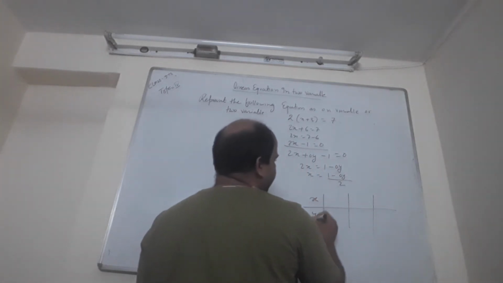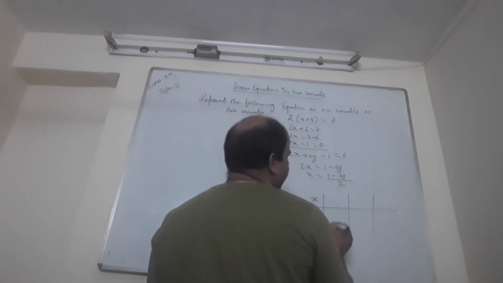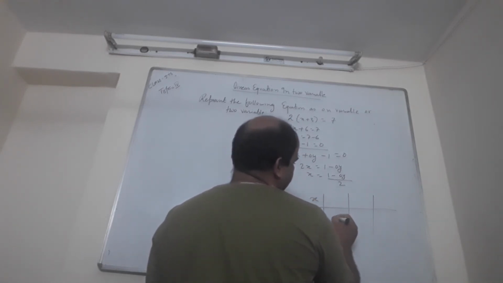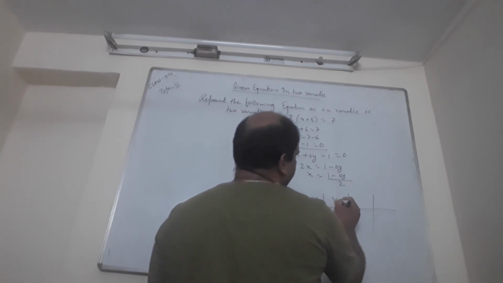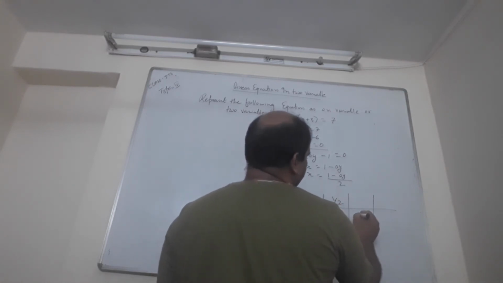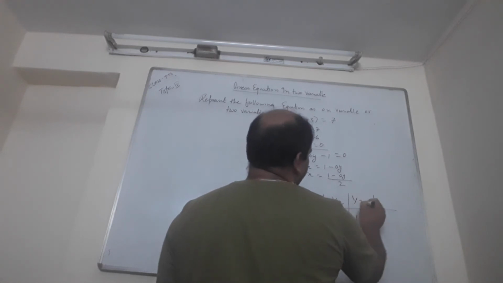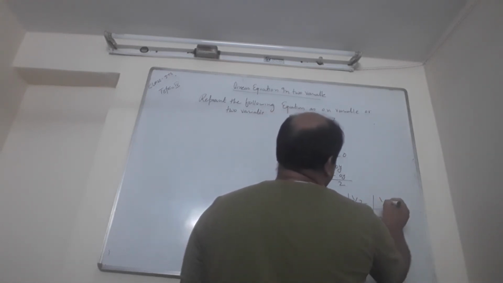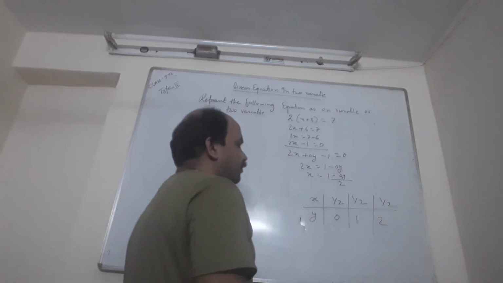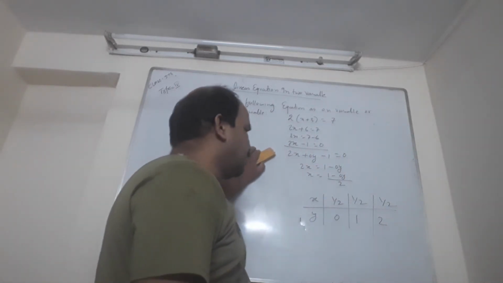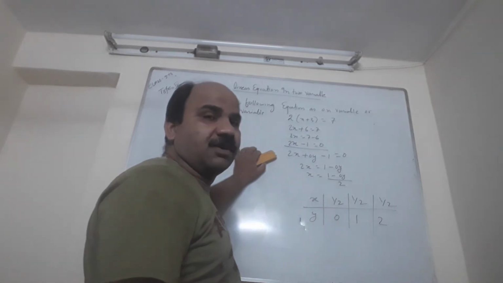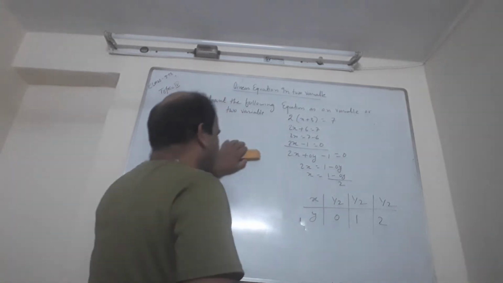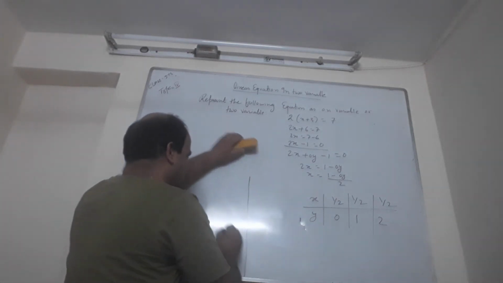Now you can take any 2 or 3 values, whatever values we opt for y. Suppose I am taking y equal to 0, then x will become 1 by 2. If I take y equal to 1, again it will become 1 by 2. If I take y equal to 2, it will again become 1 by 2. So whatever value we assume for y, the x will remain the same. And then we have to represent it in the graph.